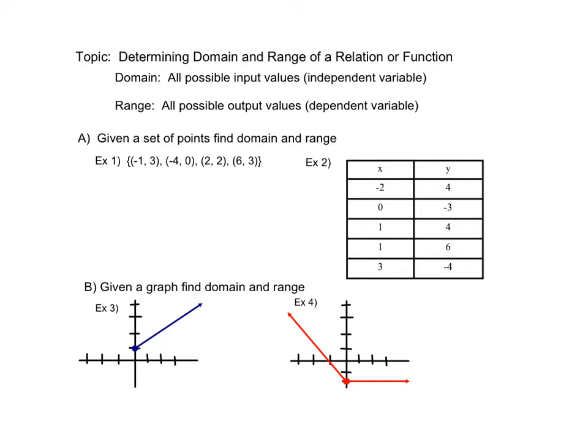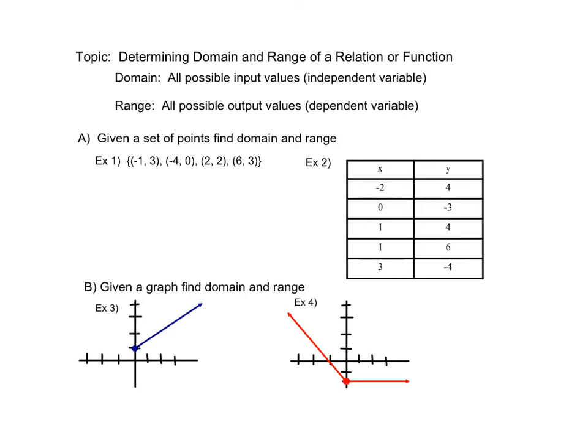Domain is going to be all of our possible input values. It's our independent variable. You may have heard that term from science class. Typically, our domain is going to be our x values, but because our equations are not always going to be in terms of x and y, there may be other variables, we say input or independent variable as opposed to saying x.